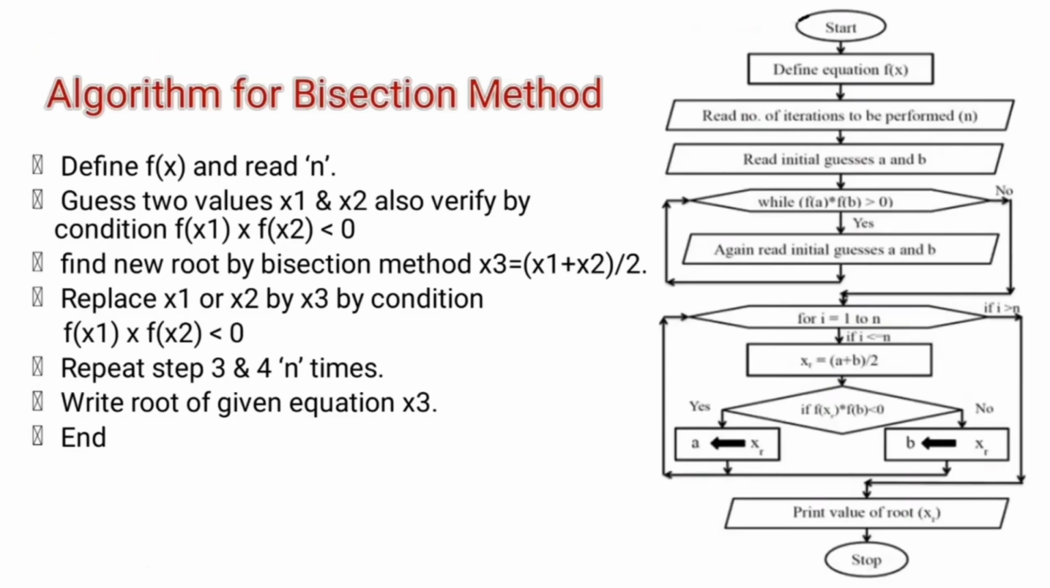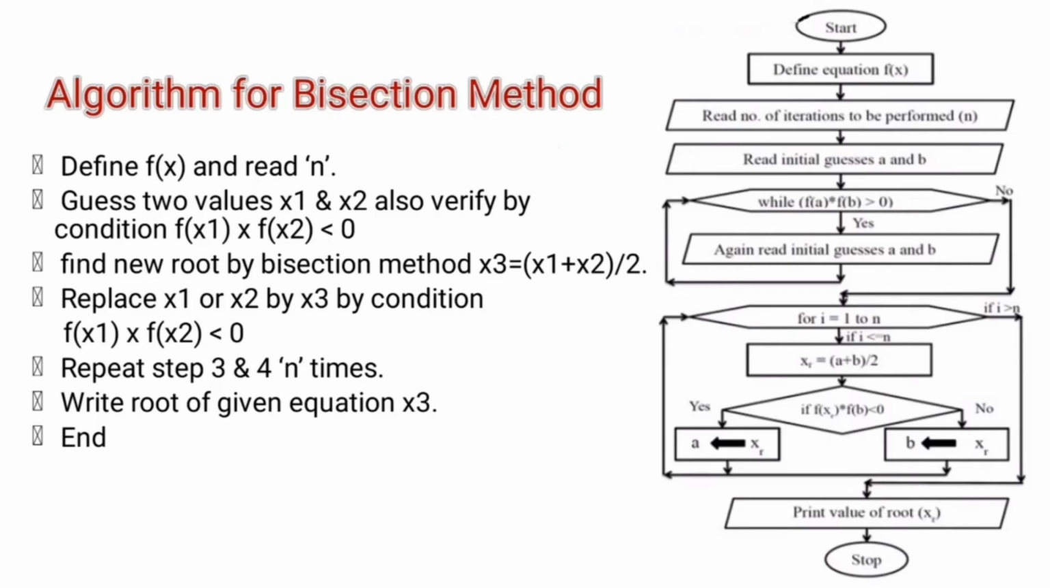Next we'll see the algorithm of the bisection method and the flowchart of the bisection method. First there is the start of the program. Next, define the function as f of x. After that you have to enter the values of the initial guesses, x1 and x2, and also the number of iterations. Next put the values of x1 and x2 in the equation by using the commands y1 equal to f of x1 and y2 equal to f of x2.